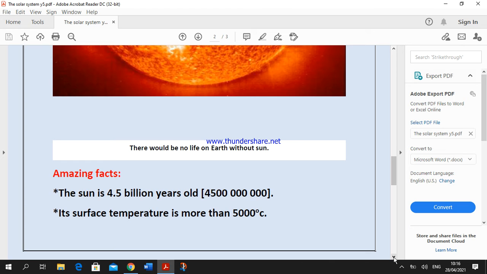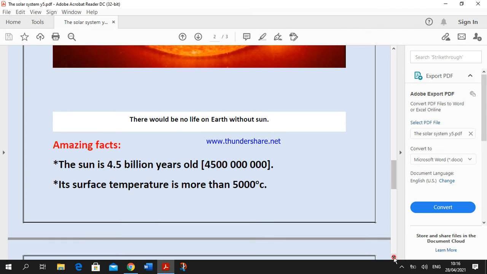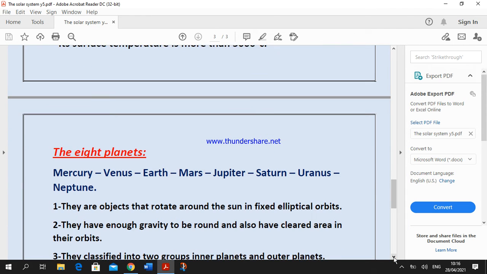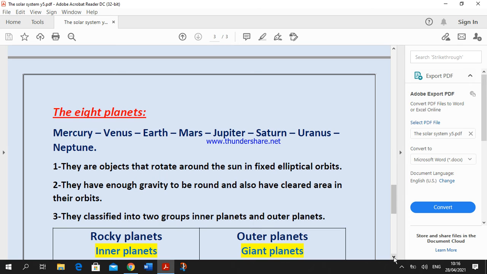The Sun is 4.5 billion years old, and its surface temperature is more than 5,000 degrees Celsius. The second component in the solar system is the 8 planets. The arrangement of the 8 planets according to the distance from the Sun: Mercury, Venus, Earth, Mars, Jupiter, Saturn, Uranus, Neptune.